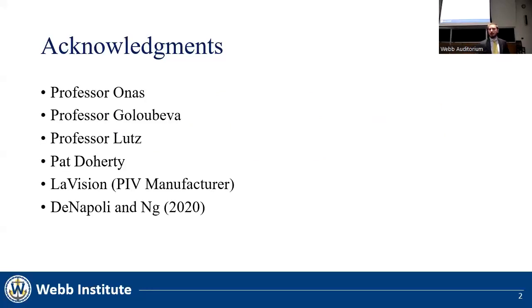We would like to begin by thanking those who helped us throughout this project. Our advisor, Professor Adrian Onis, for his support and guidance through the design, construction, and testing of the rudders, as well as ensuring the setup would produce accurate PIV images. Our reader, Professor Elena Golubeva, and our editor, Professor John Lutz, for helping us to put our thesis into words.